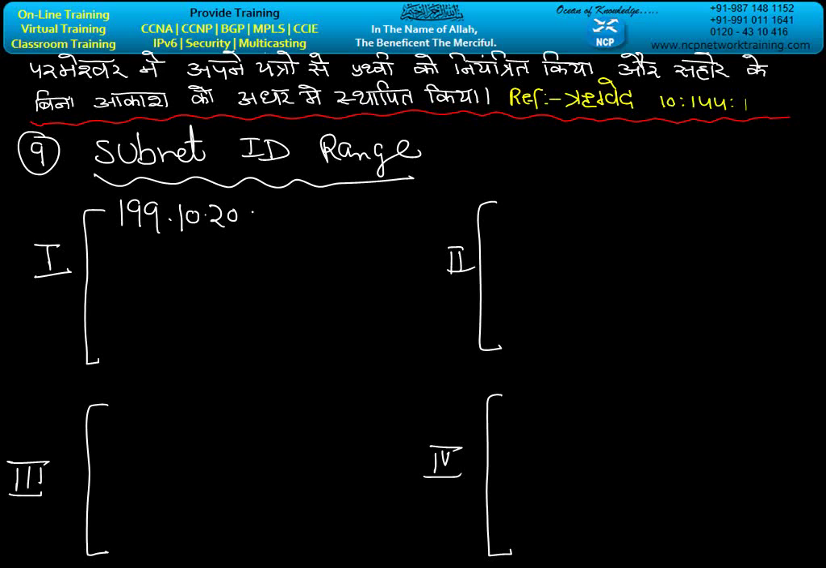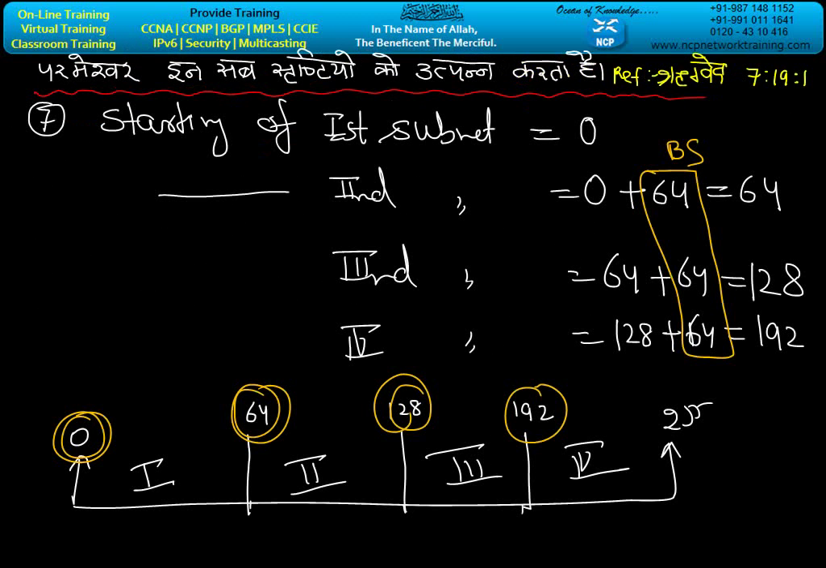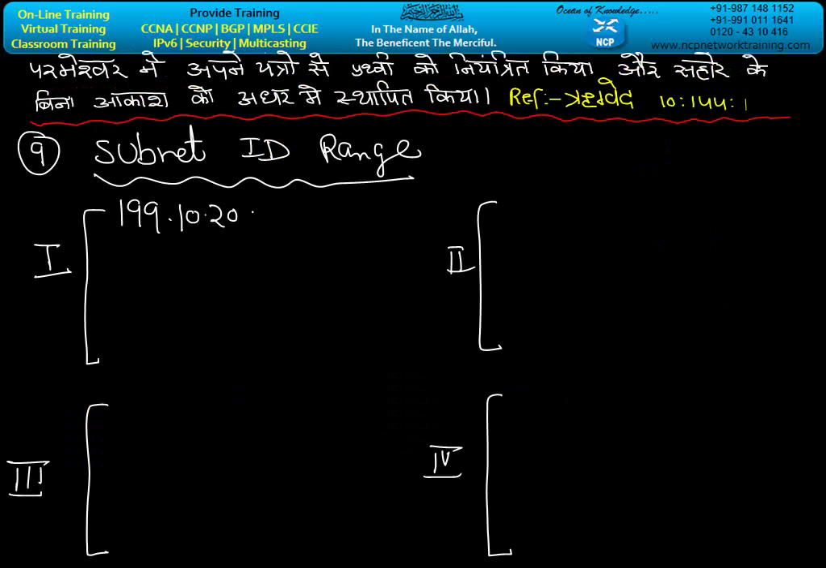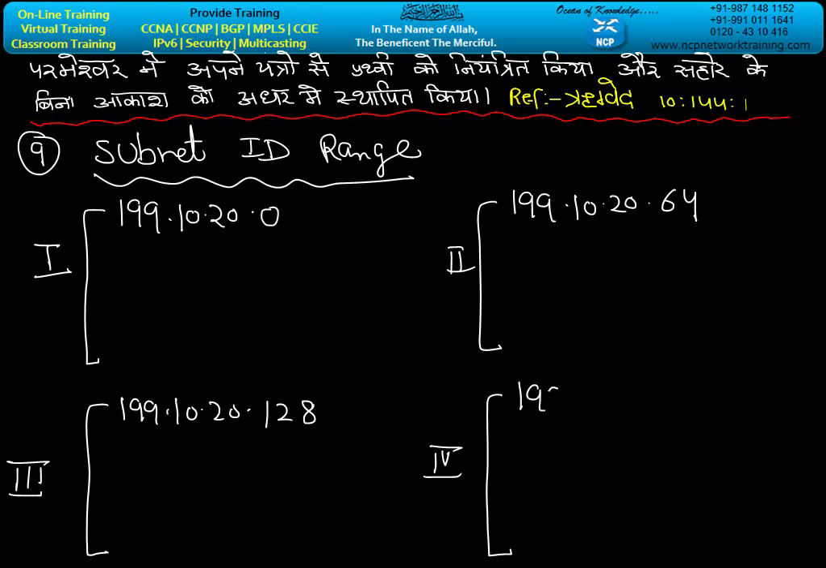199.10.20 is already given, 24 bits. The first subnet will start from 0. You will write here 0. Do not complete the range. First write the NID of second subnet, 199.10.20.64, 199.10.20.128, 199.10.20.192, and we have written here NIDs.